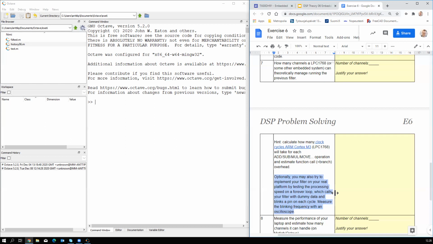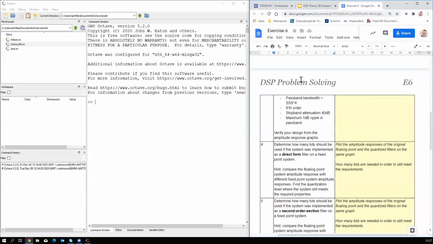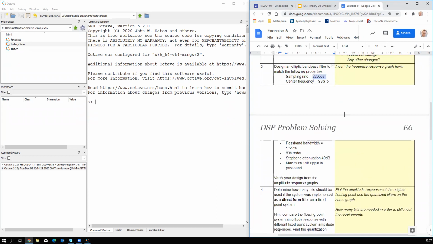So run this filter with some dummy data, for example 1 million cycles or so, and then take the time how long it takes to process 1 million data samples. That gives you the number of how fast the processor does the MAC operations for that filter. And then you can estimate how many channels you can run at a 22 kilohertz sampling rate.